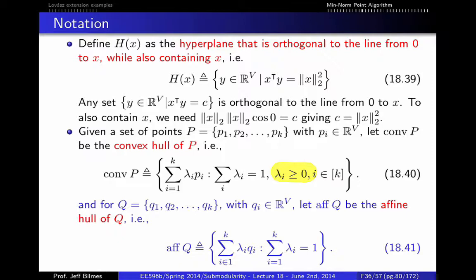Add a page below. Okay, so let's say that you have 3 points. Okay, so the convex hull is going to be all of the points in the interior of this, right? That's the convex hull. But the affine hull is everything, basically.